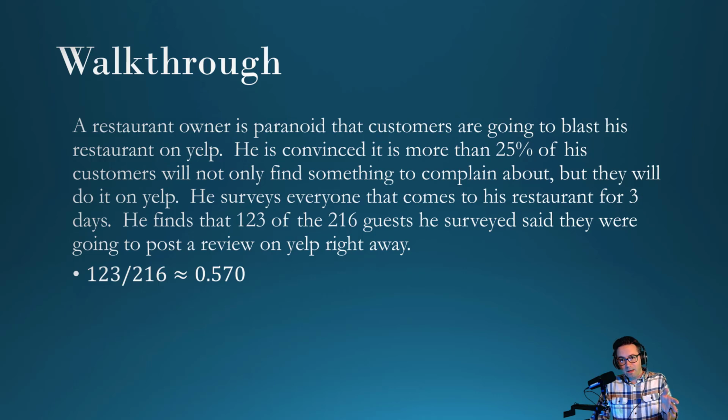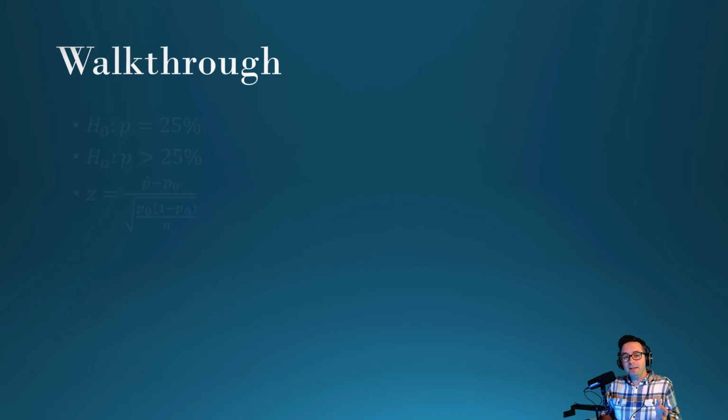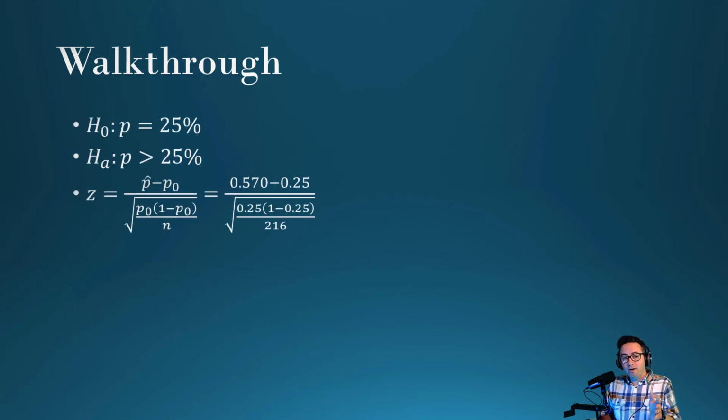Think about what our hypotheses are. He's thinking that it is more than 25%. So the null would be that it is 25%. The alternative would be that the proportion is more than that. Then we plug in the values in Z and we get 0.570 minus 0.25. You can read, right? And when we solve that out, we get about 10.842.